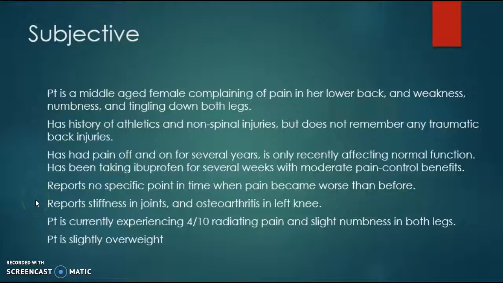The patient reports stiffness in joints and osteoarthritis in her left knee. The patient is currently experiencing a 4 out of 10 radiating pain and slight numbness in both legs. Finally, the patient is slightly overweight. What this subjective portion of the SOAP note tells me is that the onset of the condition is insidious. It's been occurring over a long time, and she has osteoarthritis in her left knee, which indicates possible osteoarthritis in her spine. Finally, the patient is overweight, which is aggravating the condition.